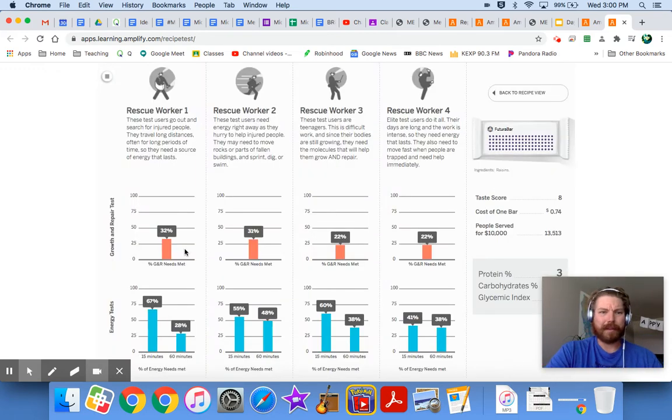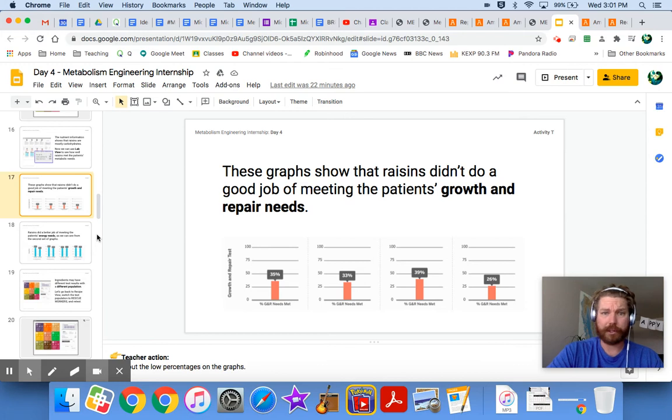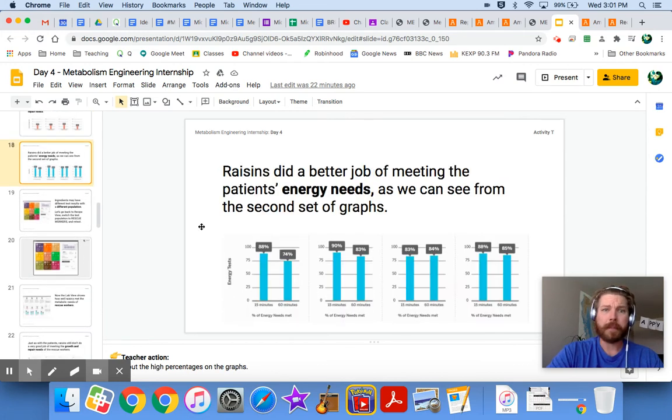It didn't really do much for growth and repair, right? It looks like it did okay, though, for energy tests. Could have been better, maybe. It definitely did better for energy tests than it did for growth and repair. And so these are things that we're going to want to record down on our sheets. So yeah, the graph show the raisins didn't do a good job of meeting the patient's growth and repair. Did better, yeah, as we can see.